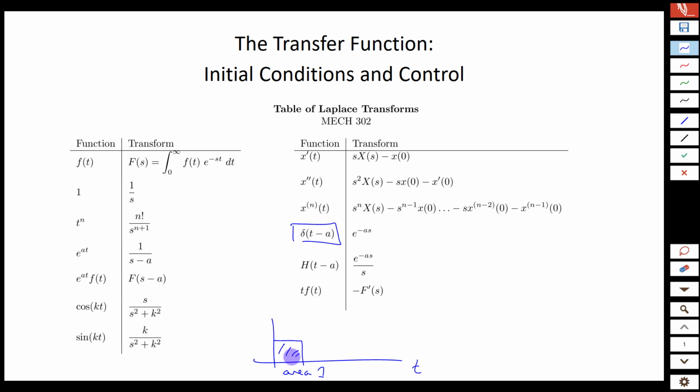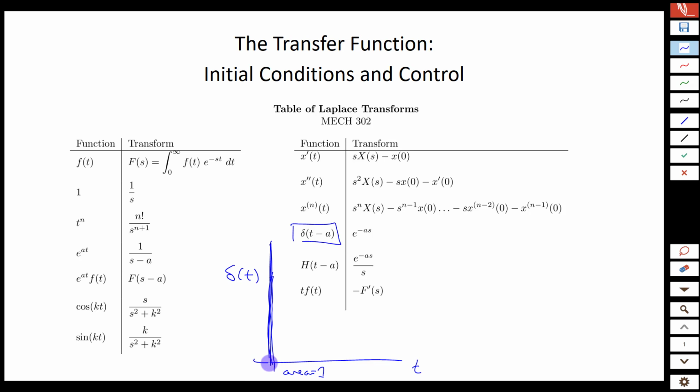but that isn't good enough for engineers. What they did is they took that area 1 and they squished it, so it's taller and narrower. And then they squished it again so that it became super tall and super narrow, but always with area 1. And so if you do it in a limit, you get this spike function, which is delta of t. And this is a surprisingly useful tool.